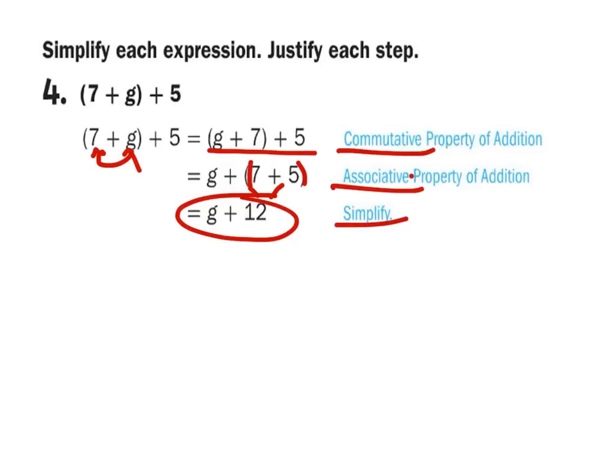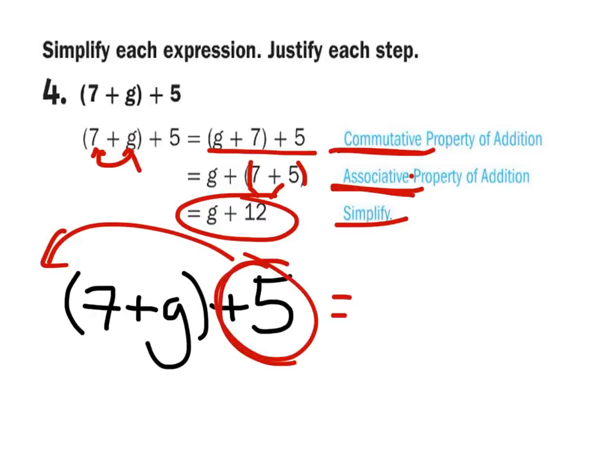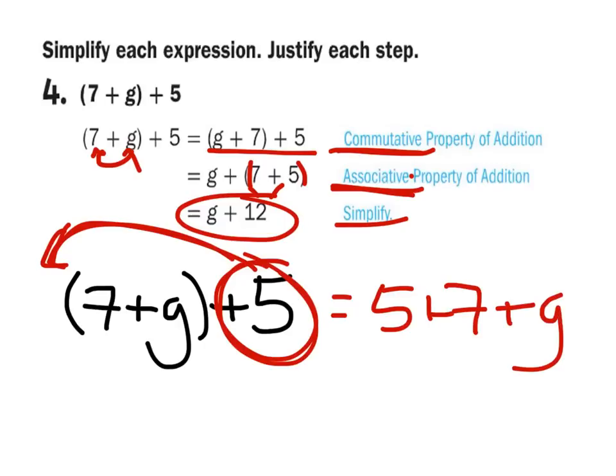All right. There is an easier way to do this. I'm just going to commute the 5 over, and then I've got 5 plus 7 plus G. Well, now I just simplify. So that's commutative. I'm going to combine these two to simplify. Done.